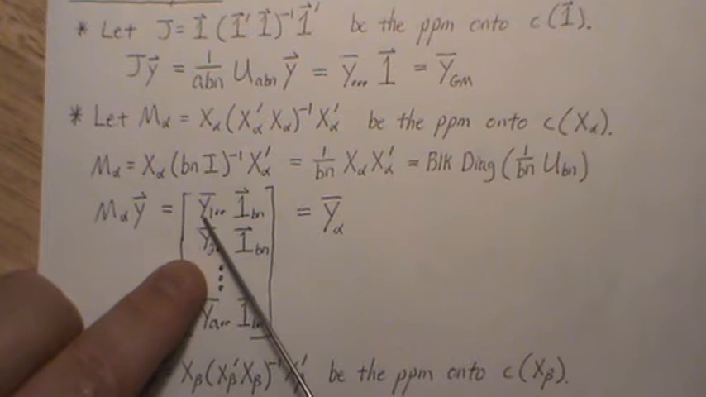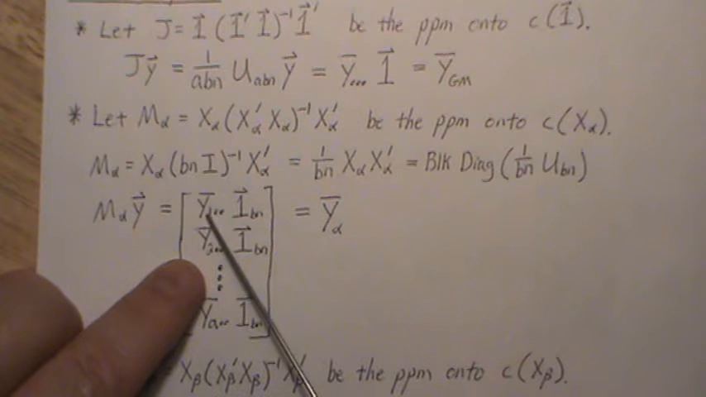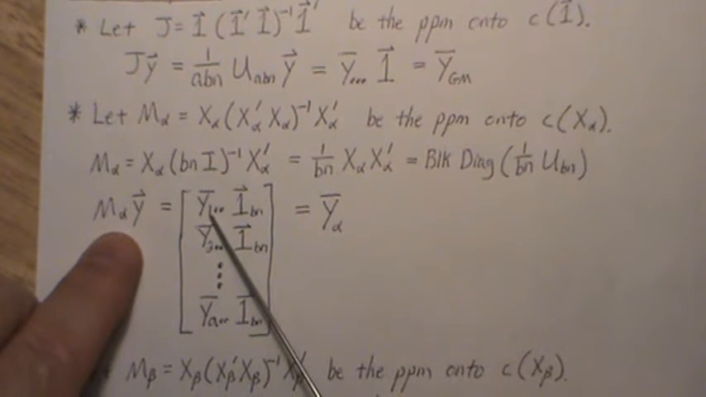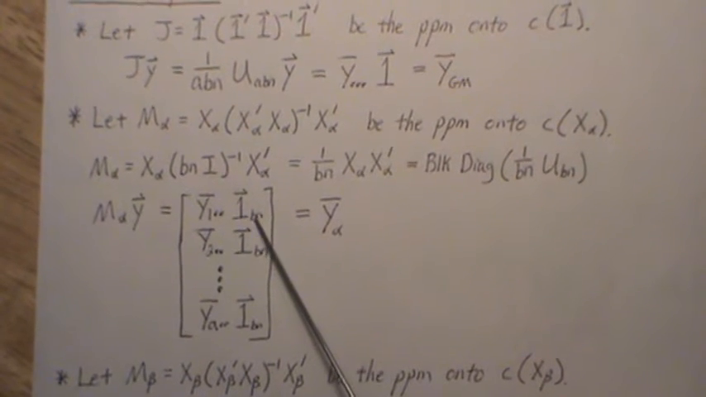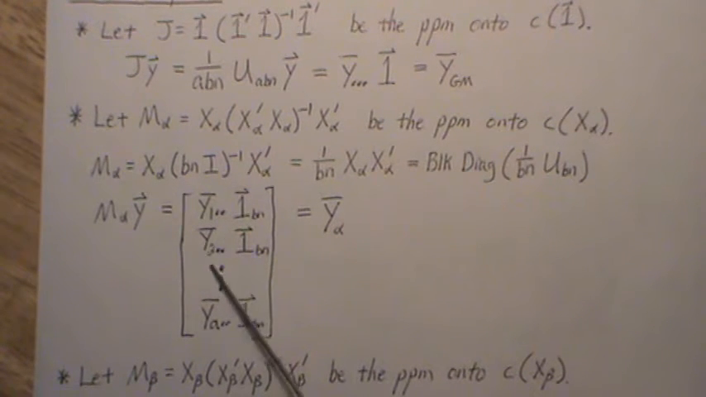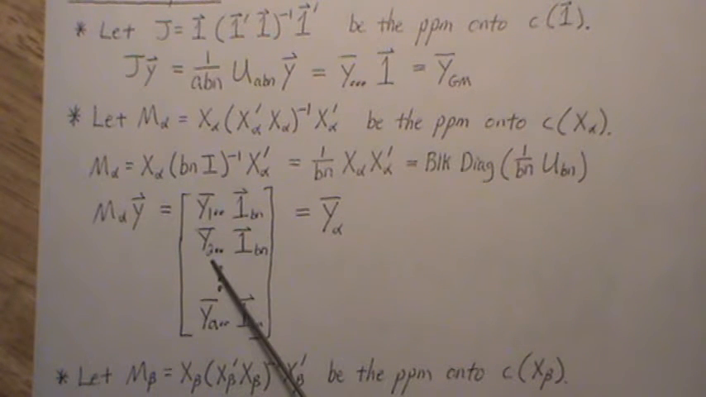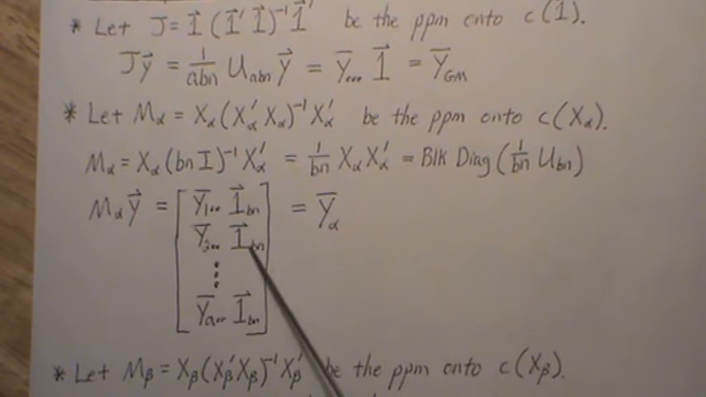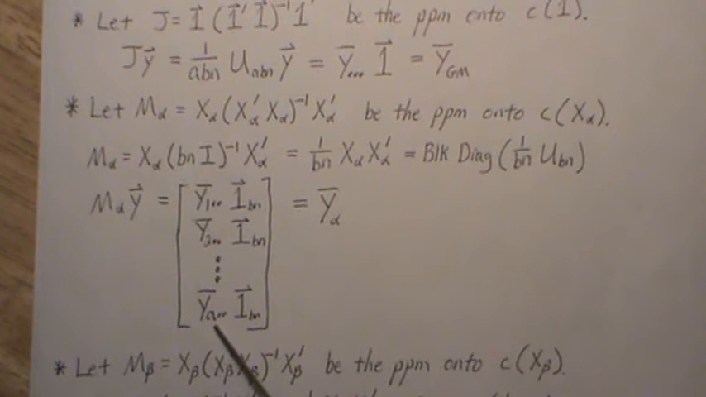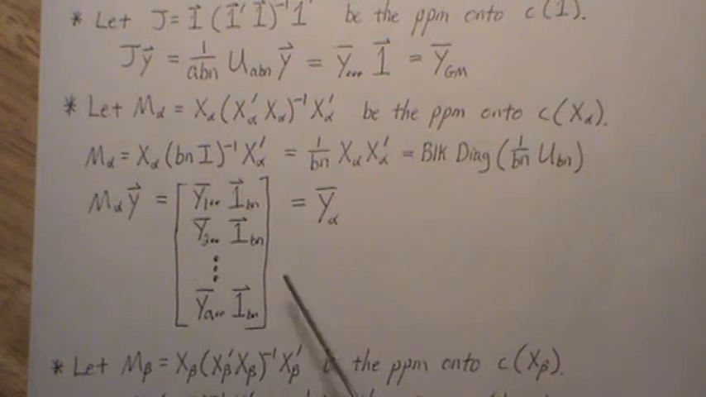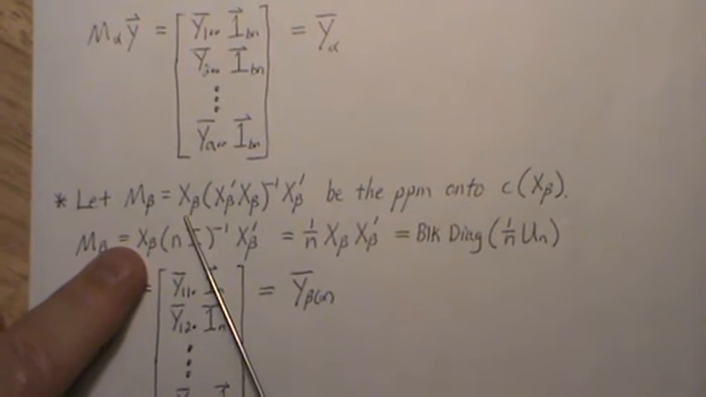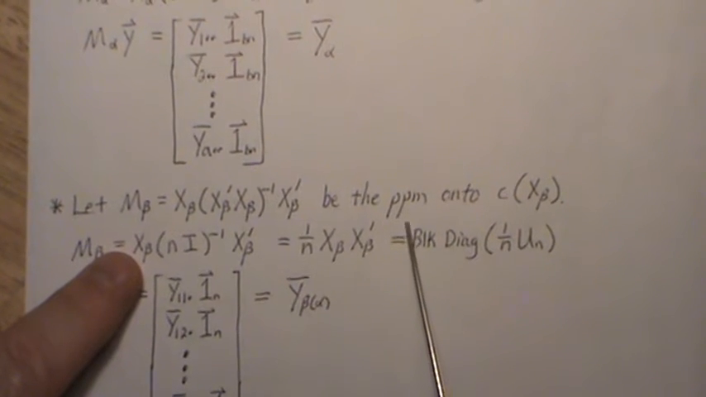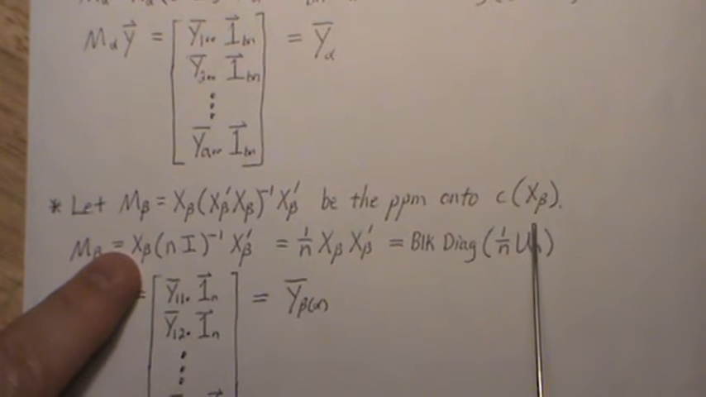And it's essentially the mean for level 1, and then times a one vector of length Bn. Then it's the mean for level 2 of factor A, times this one vector, all the way down to the 8th level of factor A, the mean, and then times that vector. Now let M beta be defined like this, and it's the perpendicular projection matrix on the column space of X beta.